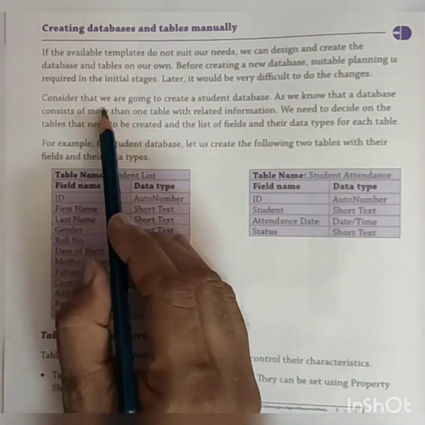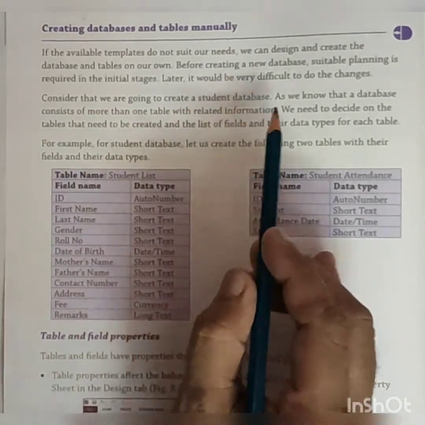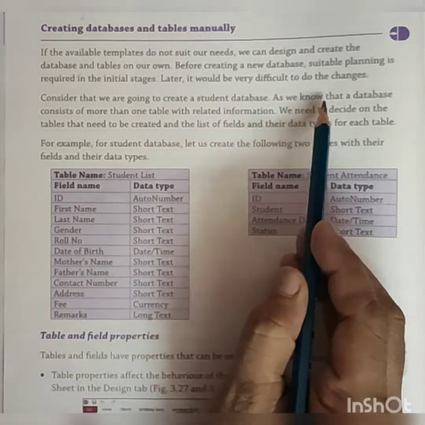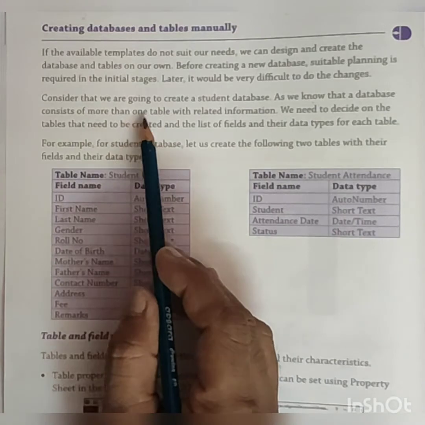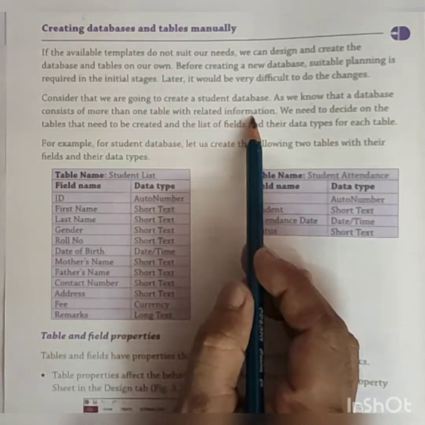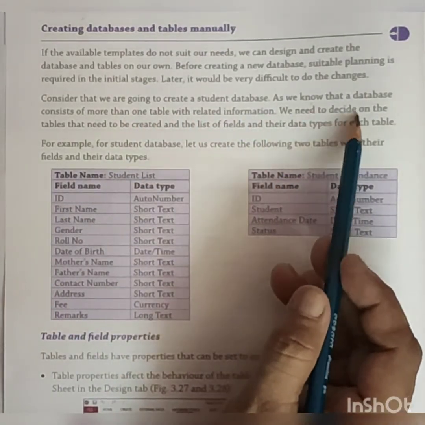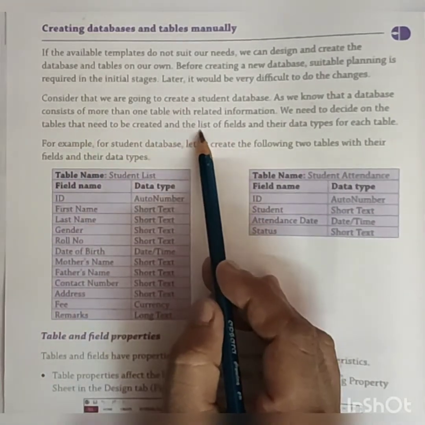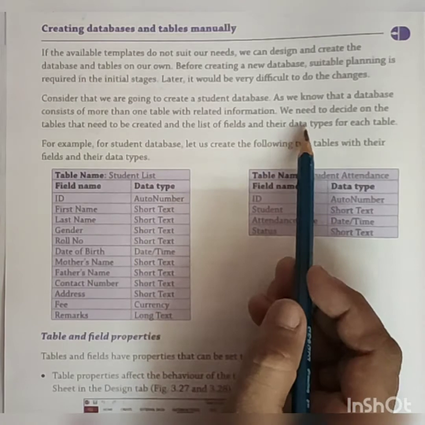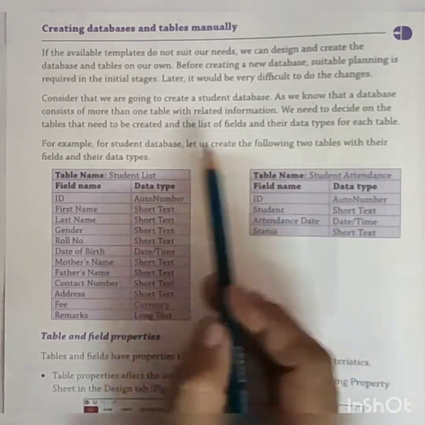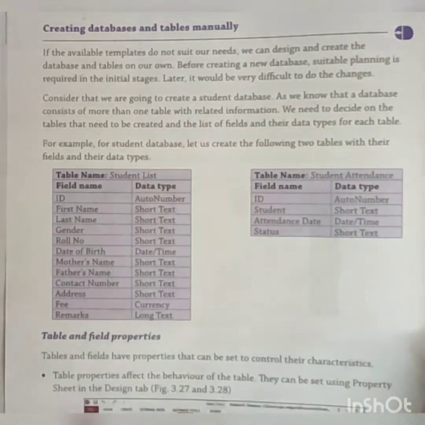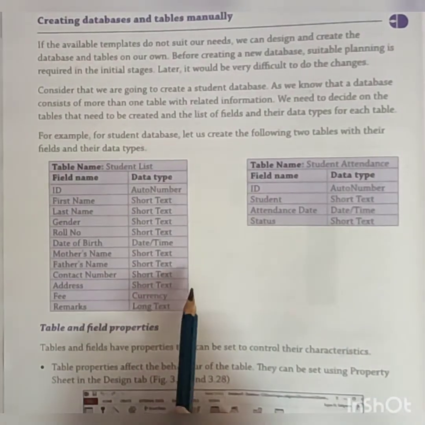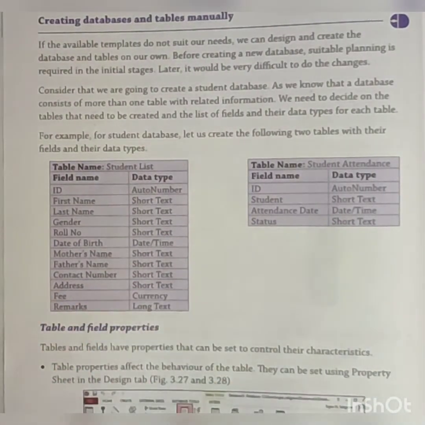So consider that we are going to create a student database. As we know, a database consists of more than one table with related information, so we need to decide on the tables to be created and the list of fields and their data type for each table. For example, a student database. There are two tables in the student database.